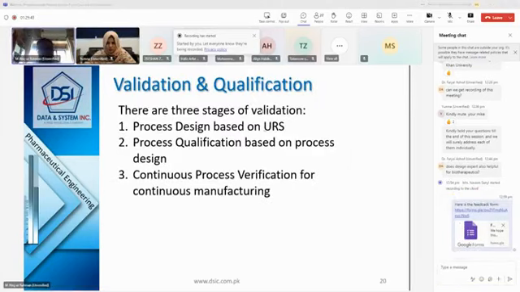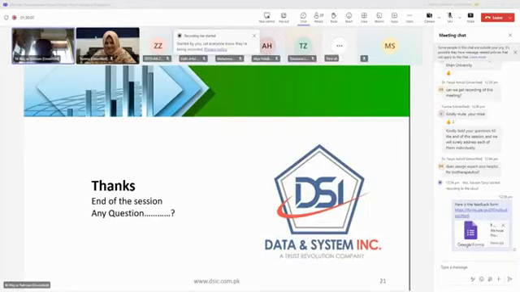And at last, after completing the plant, you will go to the process validation, the design qualification, the process qualification, or continuous process verification for continuous manufacturing. And that's all from my side. Any question, I'm here to answer.